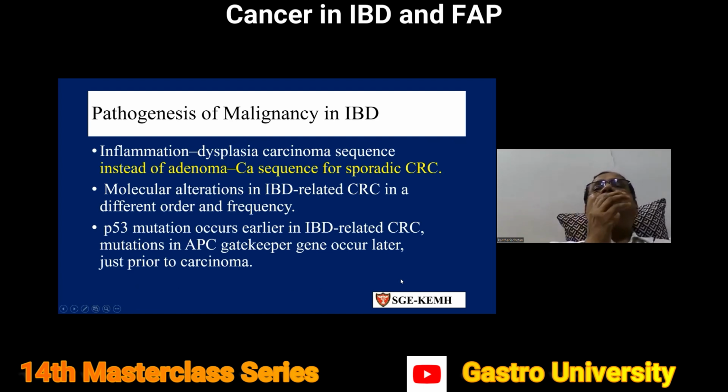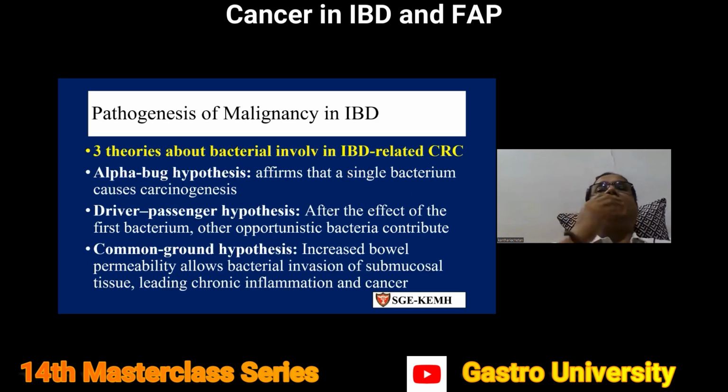Now, as far as the pathogenesis of malignancy in IBD is concerned, it usually follows an inflammation dysplasia carcinoma sequence as compared to the adenoma carcinoma sequence which we see in sporadic colorectal carcinoma. Besides this, the molecular alteration in IBD also occurs in different order and frequency. In IBD, we see that P53 mutation occurs earlier and mutation in APC gatekeeper gene occurs later, just prior to carcinoma, in comparison to the other way around in sporadic malignancy.